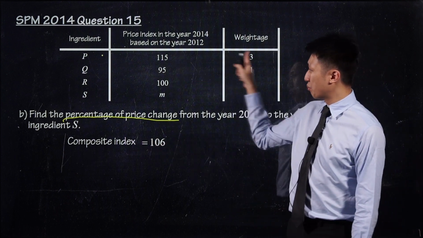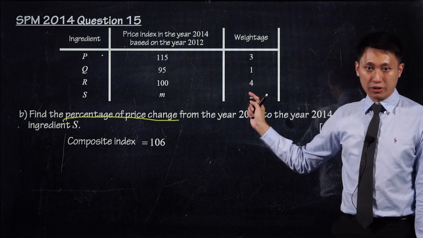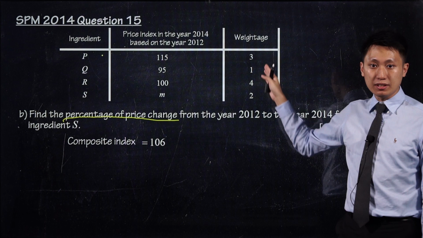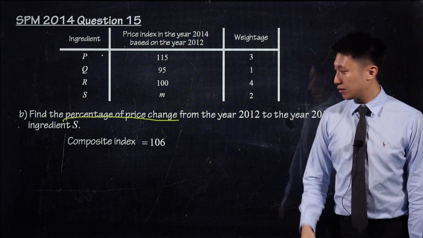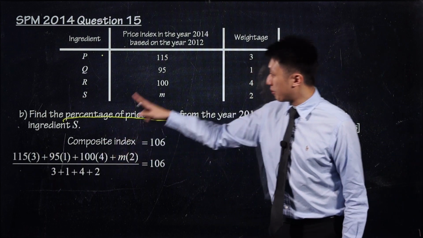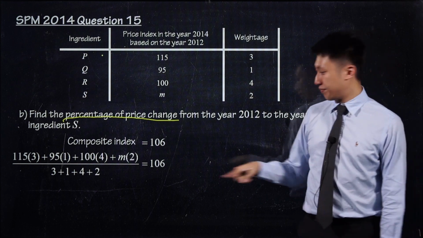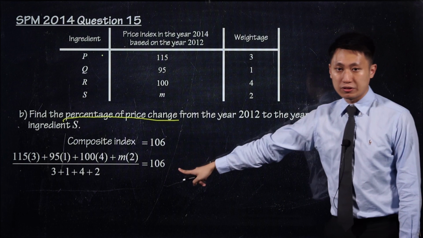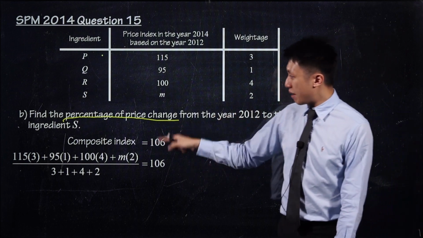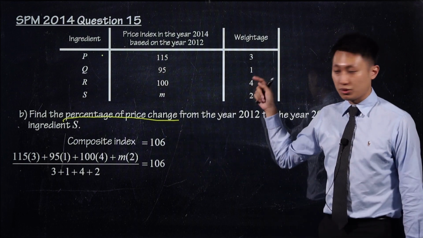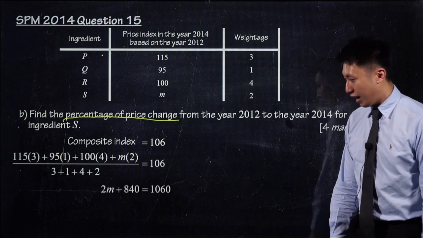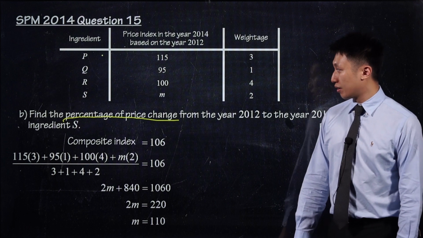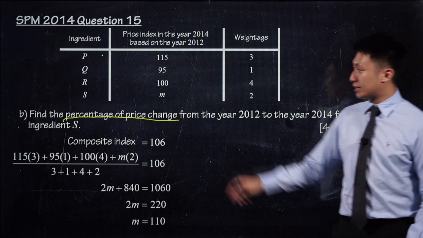Hence, you multiply all together and add them up, and divide by the sum of the weightage, then you get 106. So you just do the multiplication, then divide by the total sum of this weightage, you get 106. Very simple because the M is over here, not over here. So multiply and you get something like this. So M is 110.